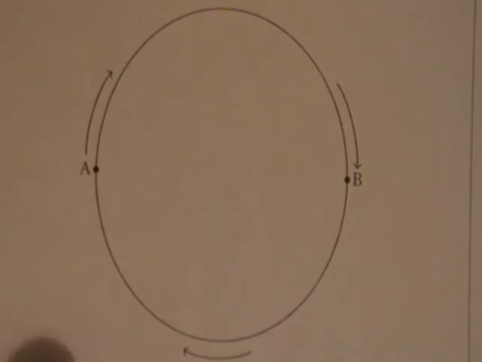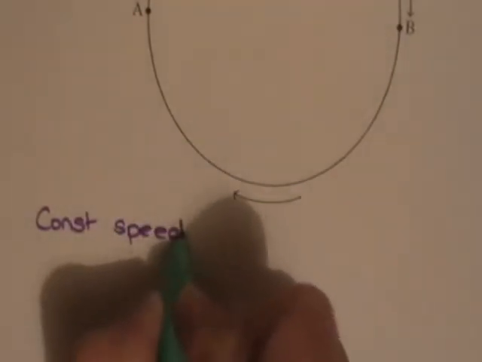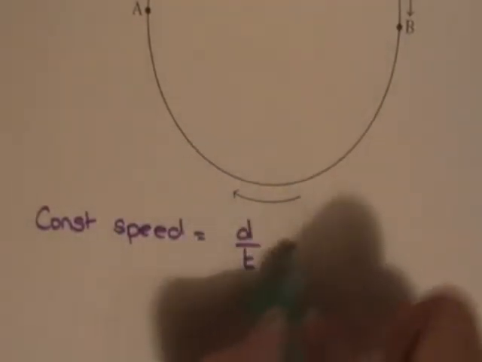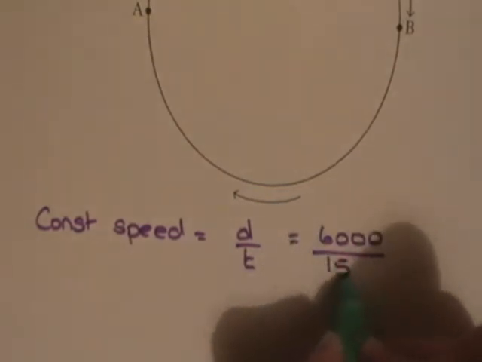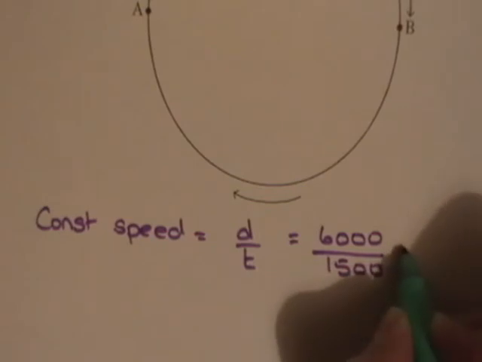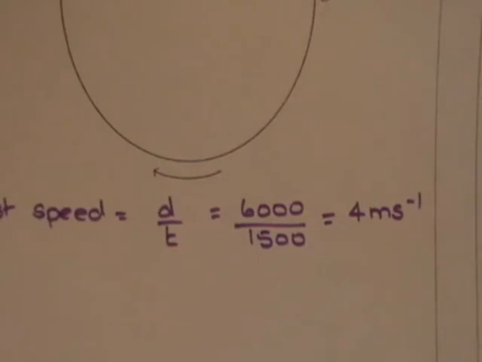So the first thing we're going to find is what is that constant speed that he's running at. And of course to get speed you just do a calculation distance over time. And the distance is 6,000 and the time is 1500. So that answer comes out as 4 metres per second. And remember always to write your units, ms to the -1.